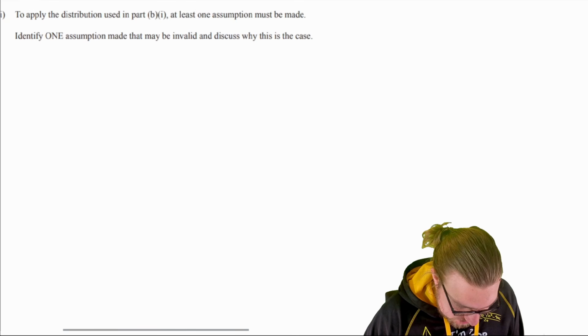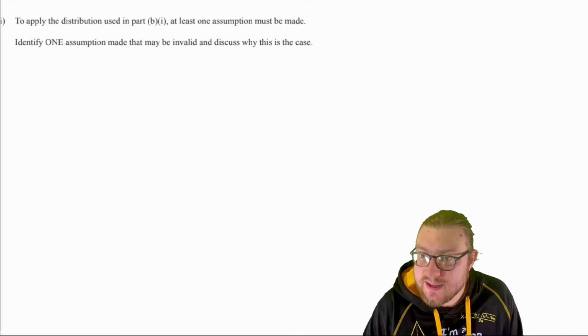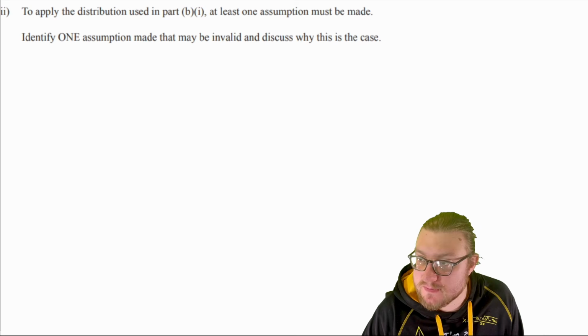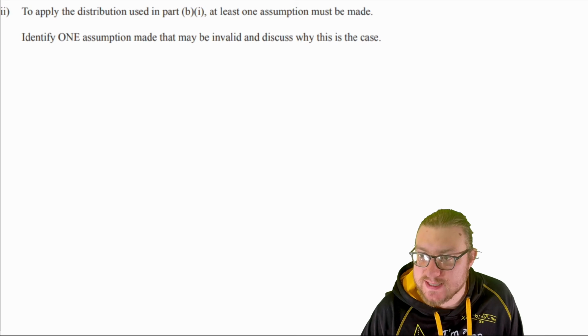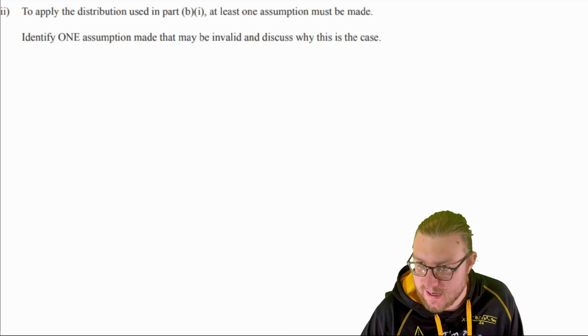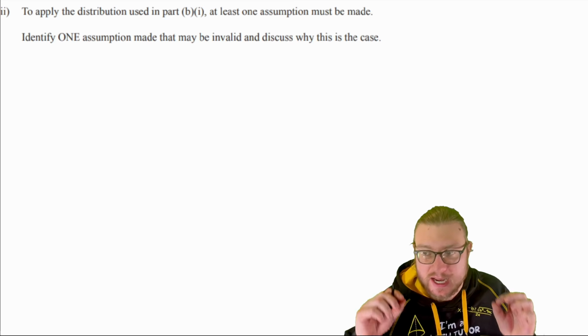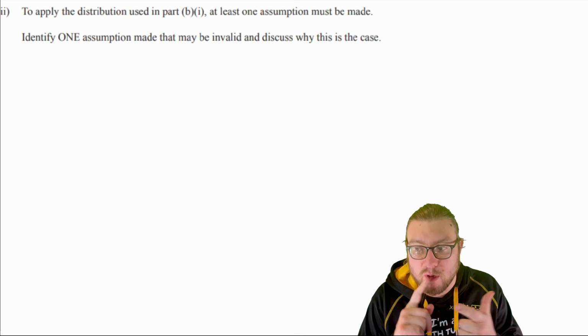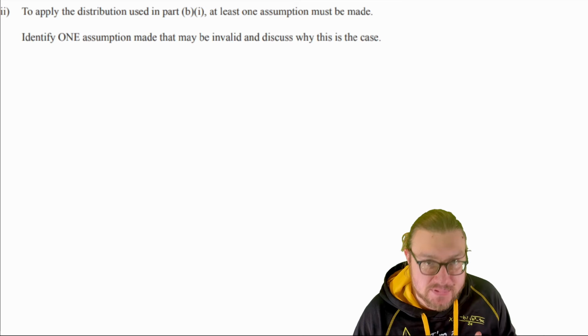Next question. To apply the distribution used in part BI, at least one assumption must be made. Identify one assumption made that may be invalid and discuss why this is the case. These questions come every single time. You need to know every assumption for all of the different distributions.